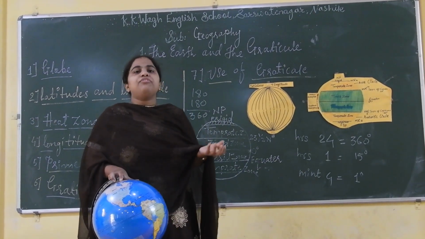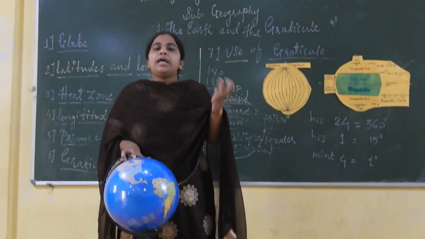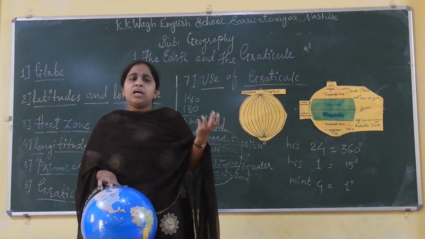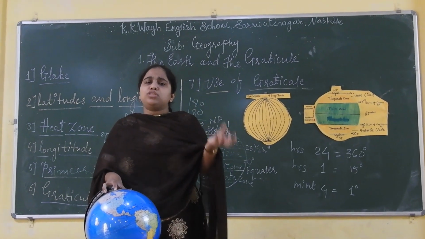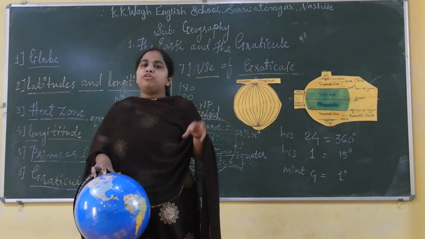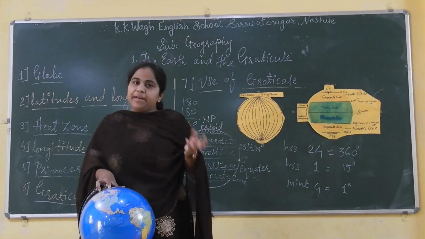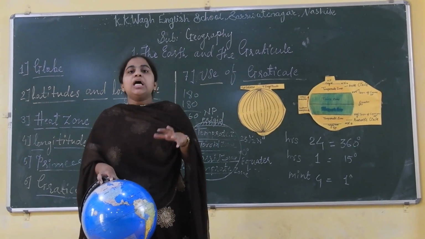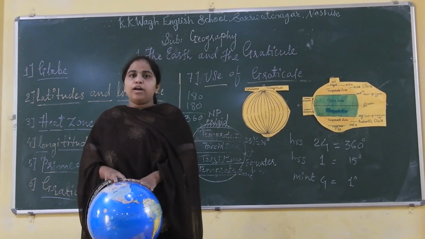Nowadays we also use the graticule in GPS systems, in vehicles, where GPS means Global Positioning System, and in GIS, the Geographic Information System, Wikipedia, ISRO, Google. We are using this method of the graticule.